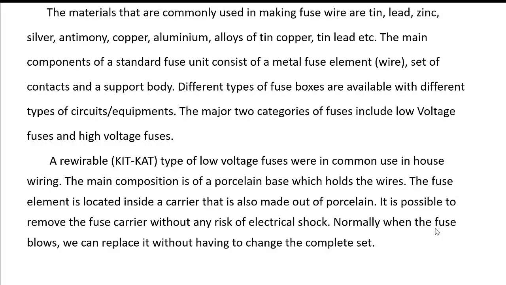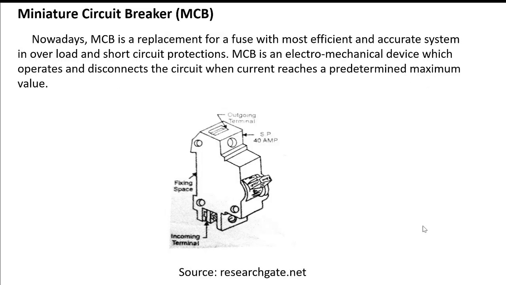A rewirable type of low voltage fuse was in common use in house wiring, which is also known as the KitKat type of fuse. The main composition is a porcelain base which holds the wires. The fuse element is located inside a carrier that is also made out of porcelain. It is possible to remove the fuse carrier without any risk of electrical shock. Normally, when the fuse blows, we can replace it without having to change the complete set. This is about the fuses.